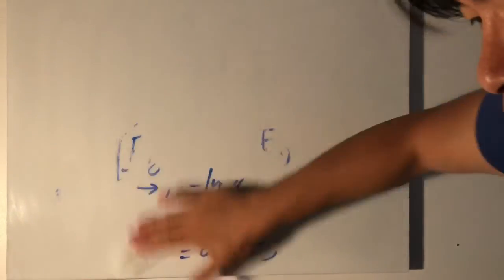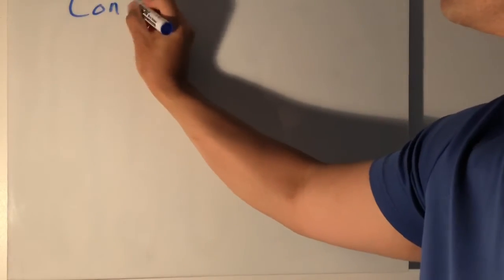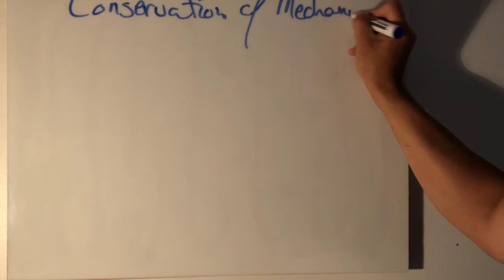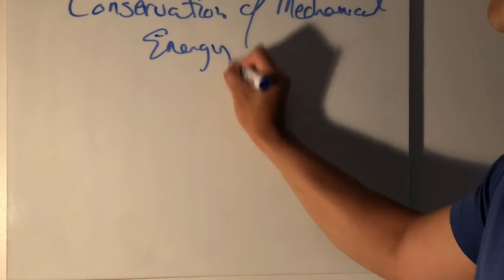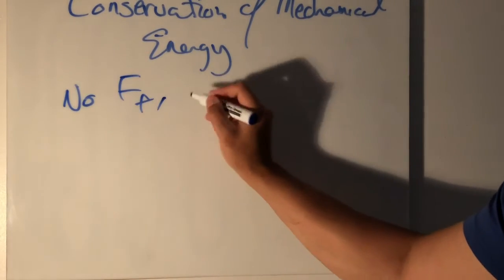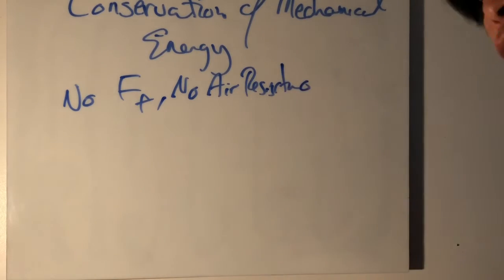Okay, so now the second part that we're talking about today is the conservation of mechanical energy. I'll write that down. So if there is no force of friction, meaning no air resistance, no loss of energy in any way, shape, or form, then all of the energy that's in a system will remain in the system.